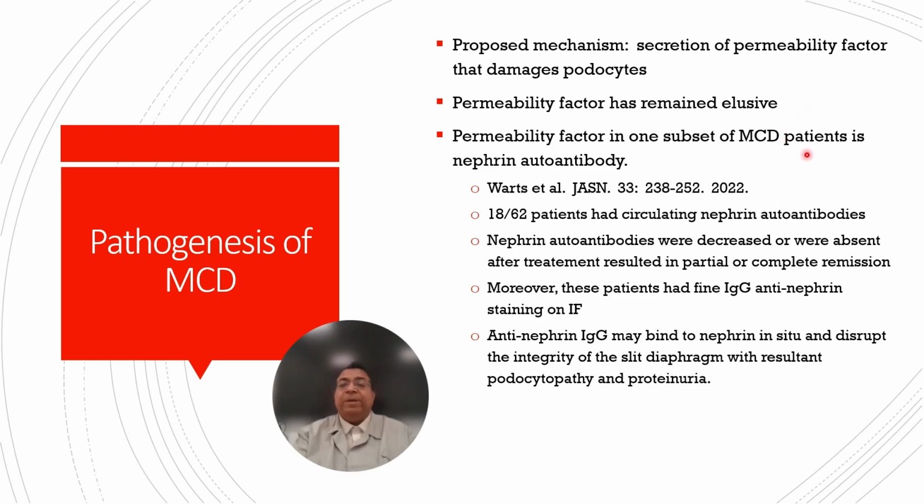In a subset of minimal change disease patients, a nephrin autoantibody has been found. In one study, 18 out of 62 patients had circulating nephrin autoantibodies, and these decreased or were absent after treatment, which resulted in partial or complete remission. These patients had fine IgG antinephrin staining on immunofluorescence. And the hypothesis is that antinephrin immunoglobulins may bind to nephrin in situ and disrupt the integrity of the slit diaphragm with resultant podocytopathy and proteinuria.